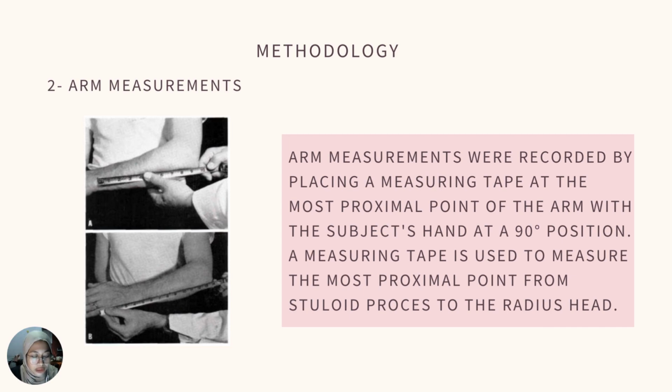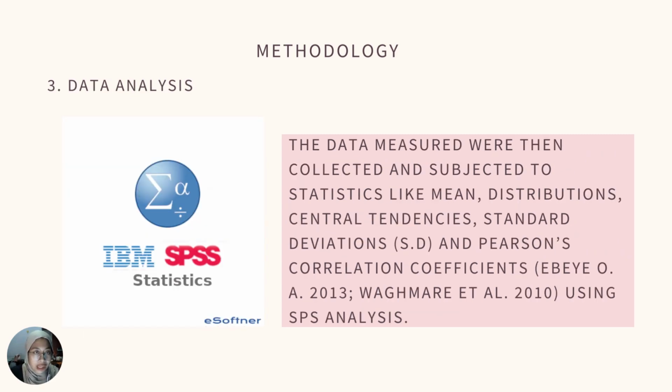As for the arm measurements, the subject must place both arm palms up at 90-degree angle to avoid pronation and allow access to all palpable landmarks. A measurement tape was placed on the most proximal point of the head of the radius to the tip of the lateral styloid. And then the data were collected and subjected to statistics like mean distribution, central tendencies, standard deviations, and Pearson correlation coefficient. It is important to underline that the researchers have excluded from the data analysis the individuals with physical deformities as well as those without informed consent.